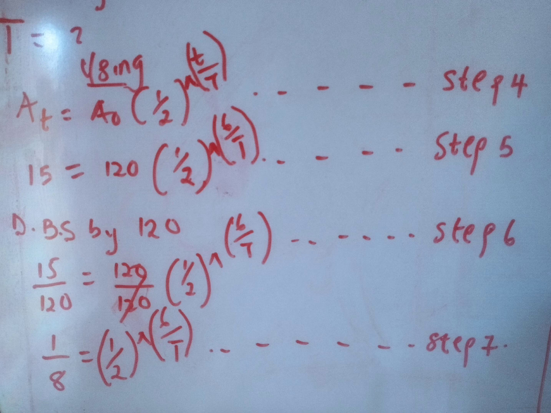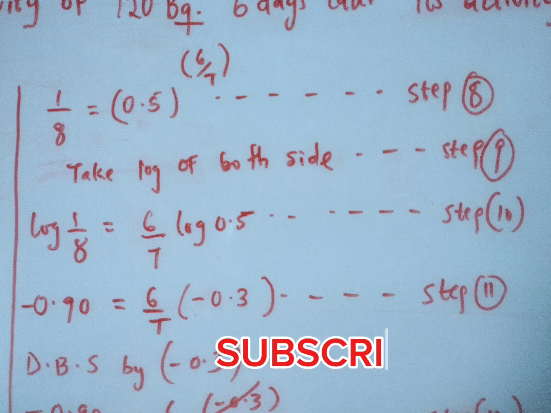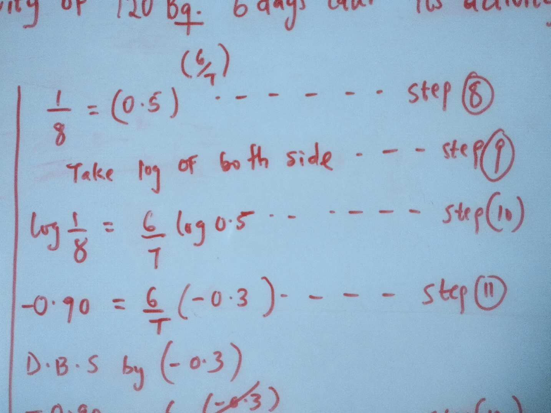Then what are we going to do? That's step 7. If you have this scenario, we move to step 8. You can easily convert your 1 over 2 to a decimal number. So 1 over 2 gives us 0.5, raised to the power 6 over the half-life. If you see something like this, you take the log of both sides.